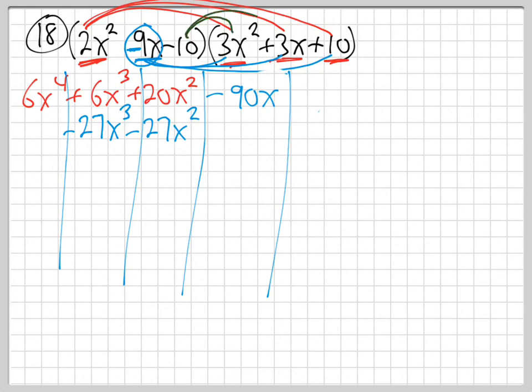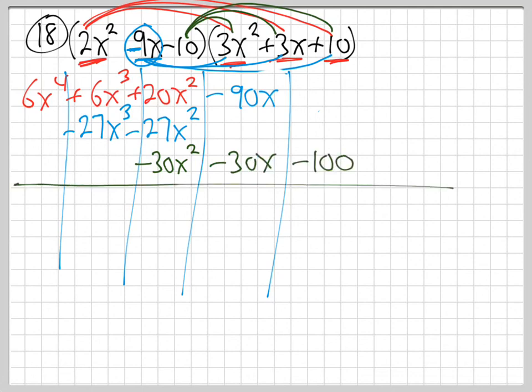So then this minus 10, I'm going to go to all three. We get minus 30x squared, so I'll put that in the x squared column. And minus 30x and minus 100. And then we can just combine everything that's in the same column that way. So there's the 9 terms. Make sure you have those exact 9 terms. All right, and then we just combine them.